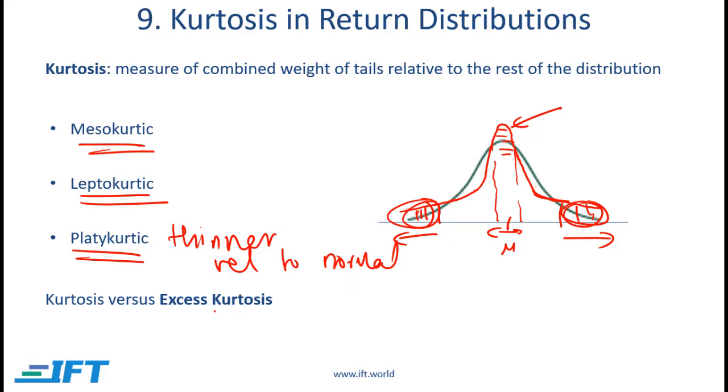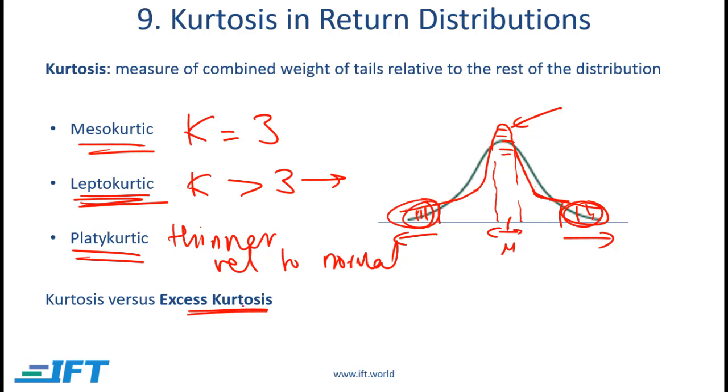You also need to understand this term, excess kurtosis. As I said, kurtosis is a measure, so we need numbers. A mesokurtic distribution has a kurtosis equal to 3. So we say that a normal distribution has a kurtosis equal to 3. A leptokurtic distribution will have a kurtosis which is more than 3. So the fatter the tails, the higher the kurtosis.